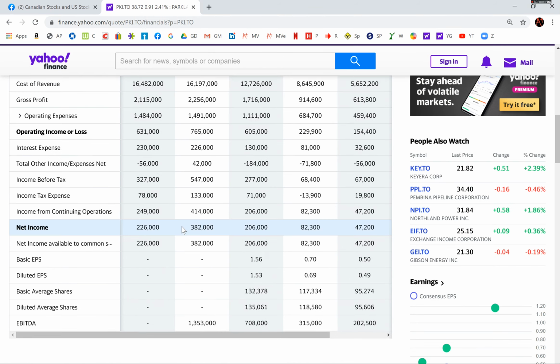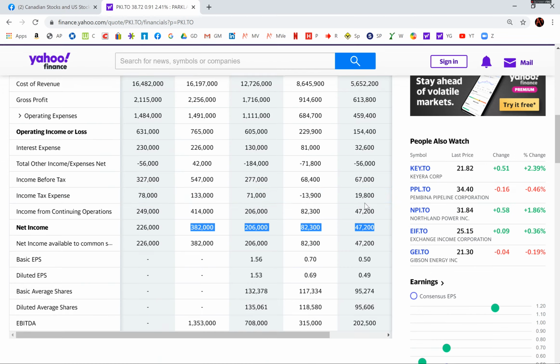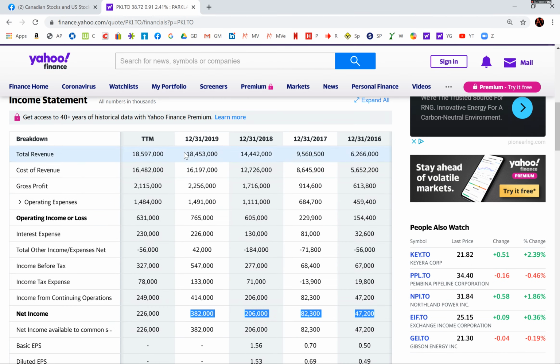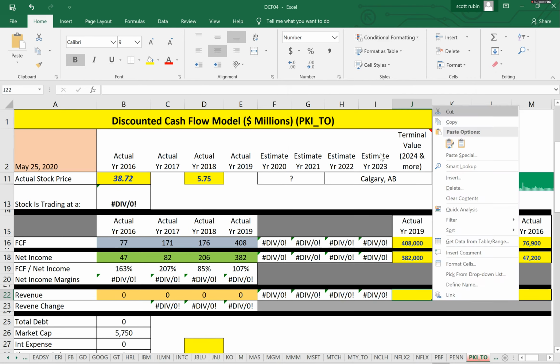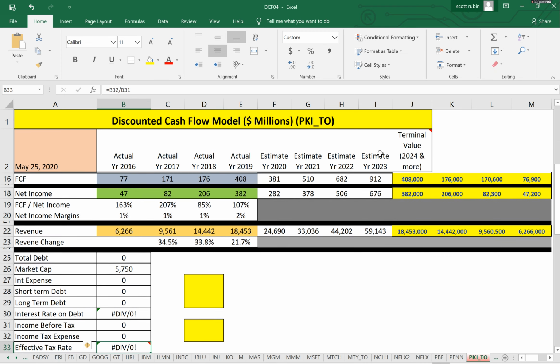Now the income statement, which is the profit or loss, and the last is revenue. We had a nice pop in revenue the last couple of years. Went from 6 billion to 9 billion to 14 billion to 18 billion. That's really good. Net income has been growing. This looks like a solid company so far.